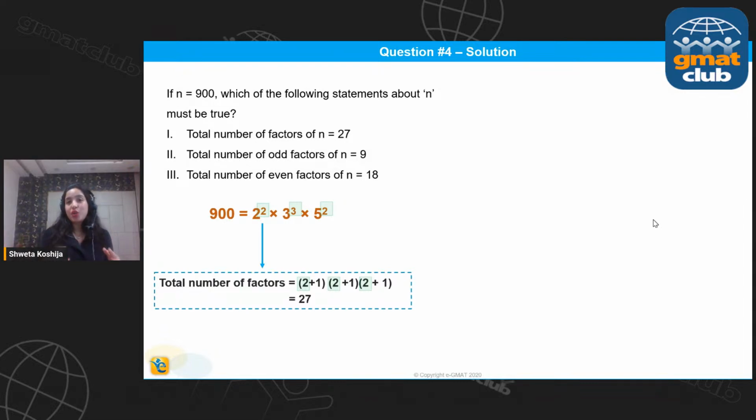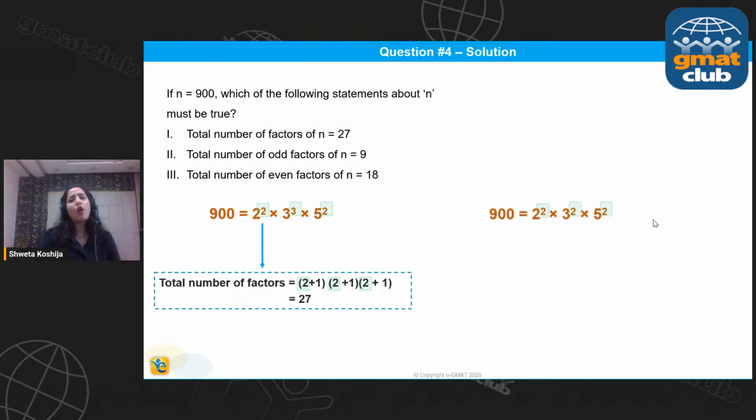How will I ensure that every factor I get is odd? What prime number should I not use at all in those factors? Let's see who understands my question even. If I want to create an odd factor, which prime factor of 900 will not be a part of that factor? Okay, yes, 2. 2 is the prime factor that we will not use.